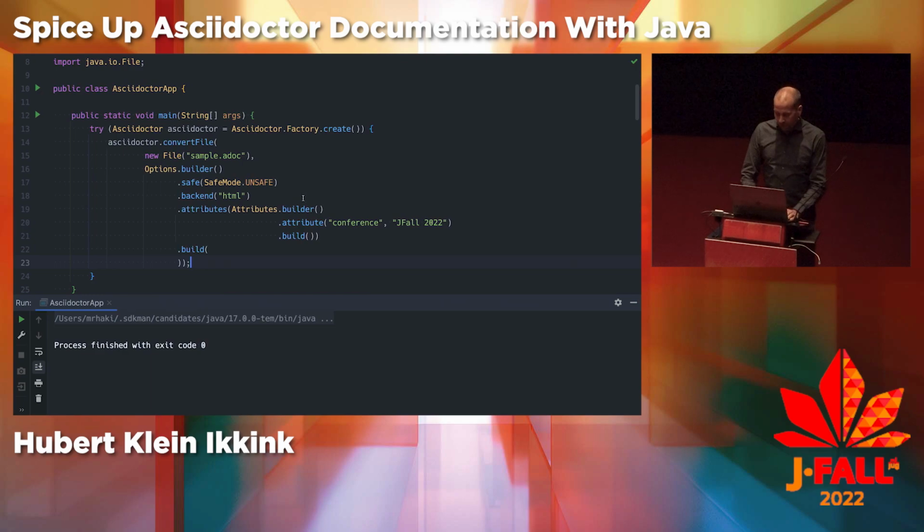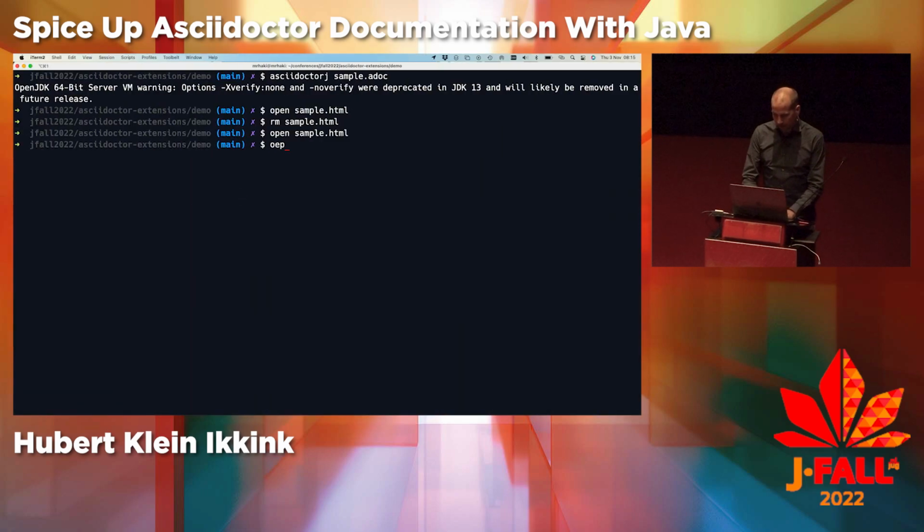As I mentioned before, HTML is not the only output format. If you look quickly at my list of dependency, I also included the PDF dependency of Asciidoctor.j. So wouldn't it be nice if I just have backend PDF and then generate it? Let's see if it works. Takes a bit longer than generating HTML. And the magic happened.